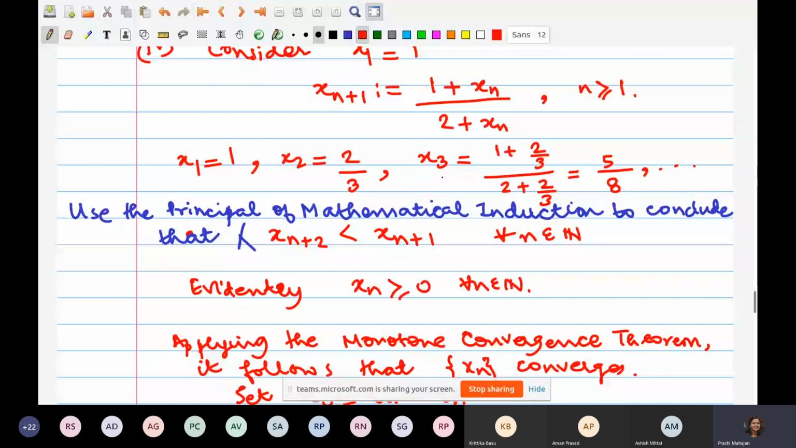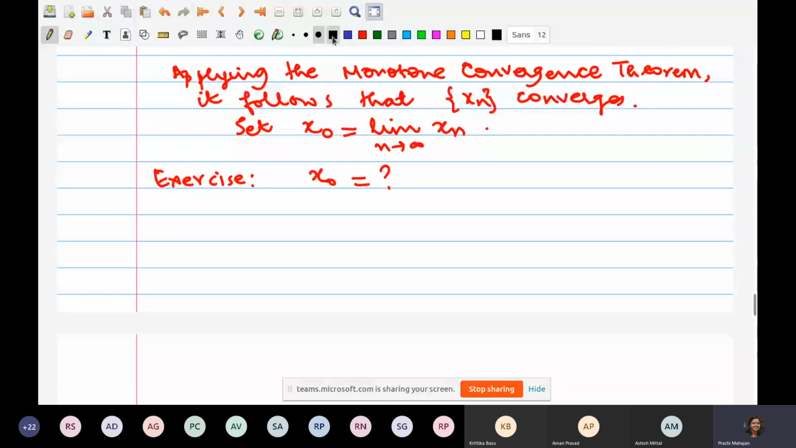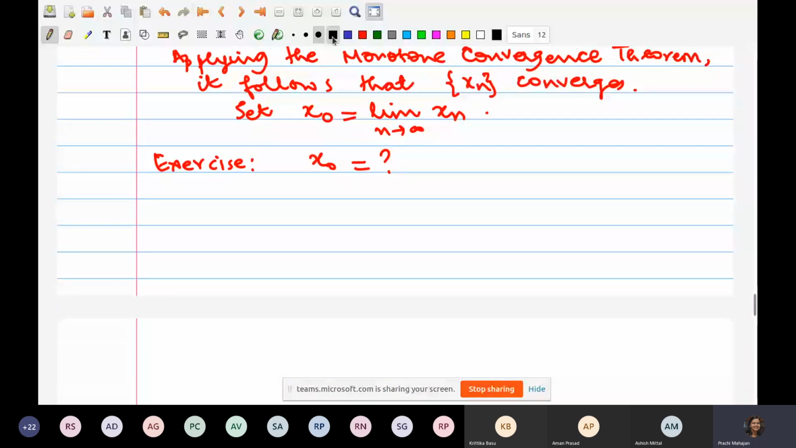Okay, so in that case, if there are no further questions on this topic, then I'd like to move on to the next thing, which is subsequences. What is a subsequence?